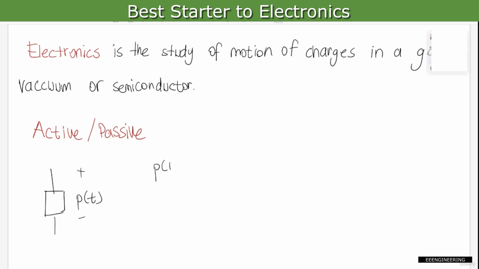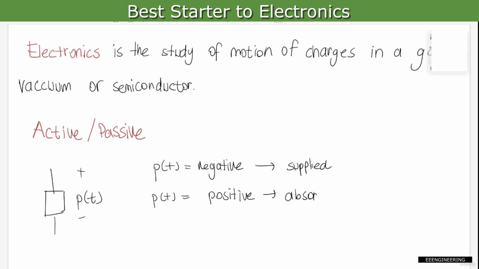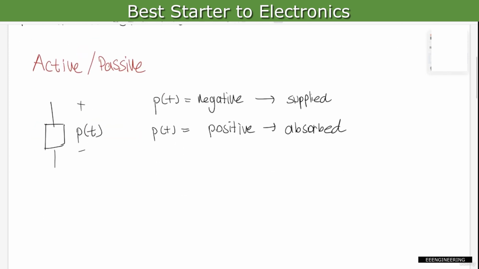If power P of t is negative, that means that particular power is supplied to the circuit by the element. But if that P of t is positive, that means the element is absorbing the power from the circuit. That's the logic we have. So passive elements absorb the power, they do not supply it.